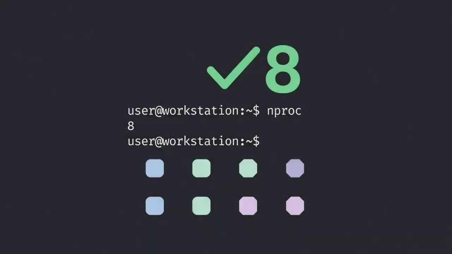Next, nproc simply prints the number of processing units available to the current process, typically equal to your CPU core count. We compare this against the load average. A load of 0.45 on 8 cores means the system is essentially idle, with plenty of headroom. This number is your baseline for interpreting whether a load average is high or low.